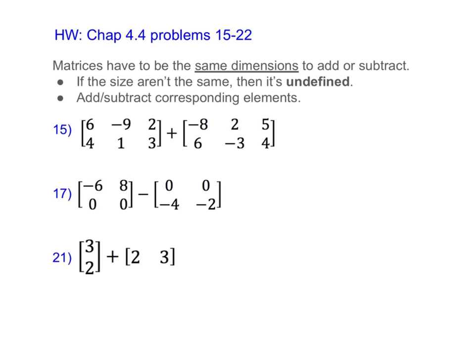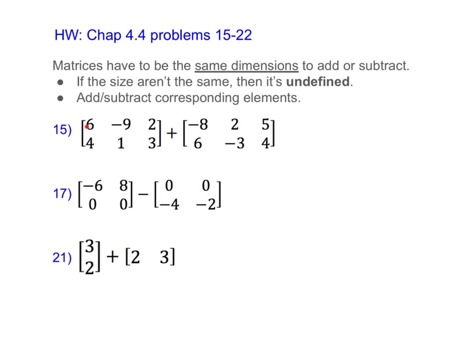So going into adding and subtracting, one of the important things you need to know is that they have to be the same dimensions in order to add or subtract. If the size is not the same, then you cannot add them or subtract them. In this case, they become undefined, and you just stop right there and say they're undefined. And then when you add and subtract, it's fairly easy. All you're going to do is take the corresponding number where it's located and add it or subtract it to the corresponding number that's in the same spot. So let's use 15 here as an example.